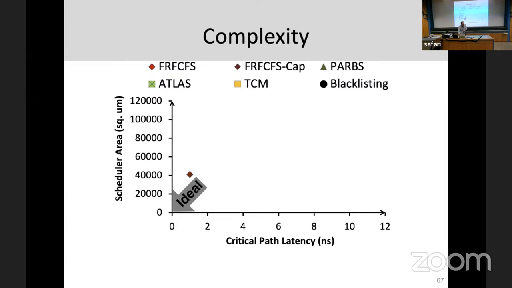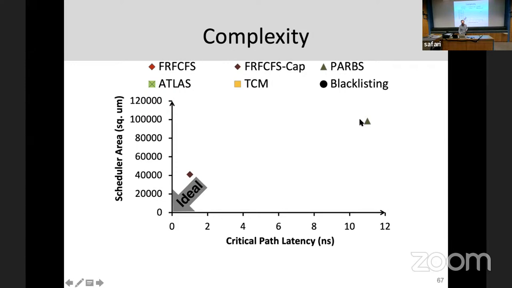What happened? So I think FRFCFS cap is on top of that almost. Very similar, basically. FRFCFS cap is capping some number of requests so that you don't reorder too many requests over the oldest request, basically. So this is the critical path latency of PAR-BS. So it's actually pretty bad, as you can see.